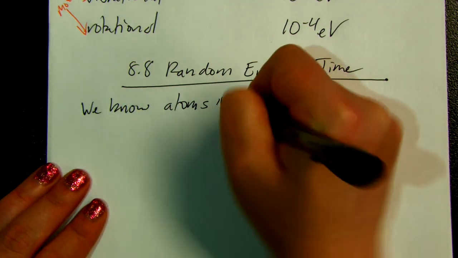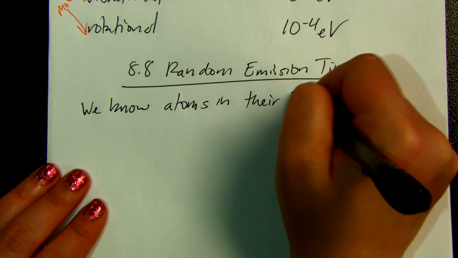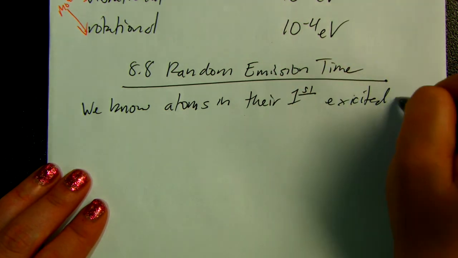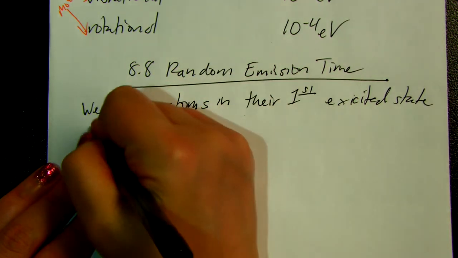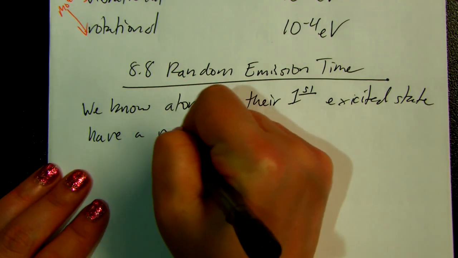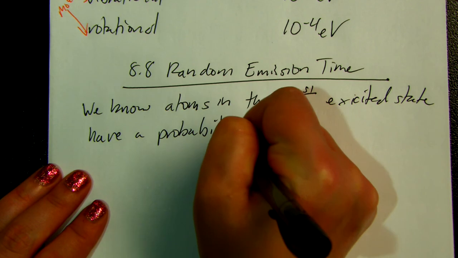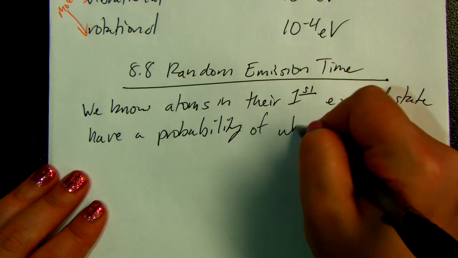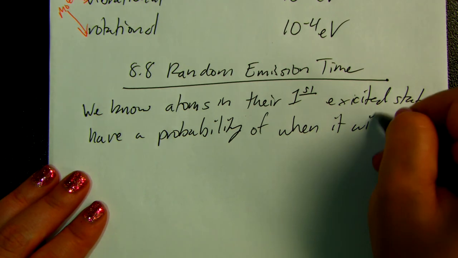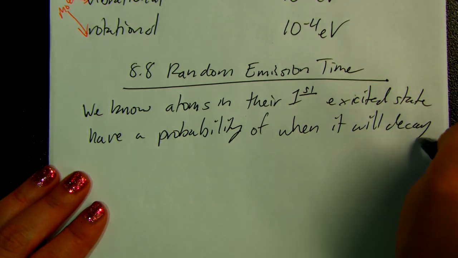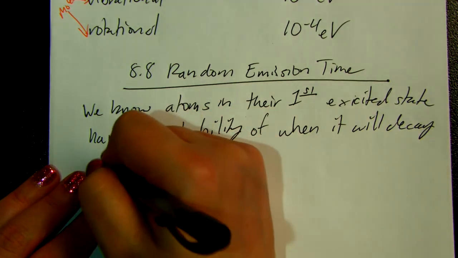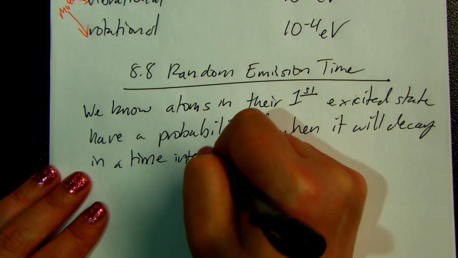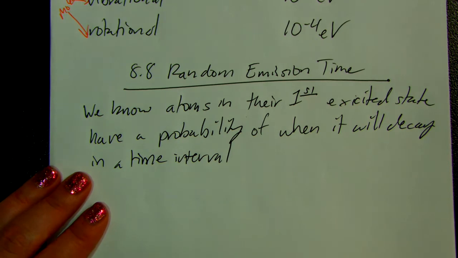So we know atoms in their first excited state have a probability of when it will decay in a time interval. And we can model this using equations.